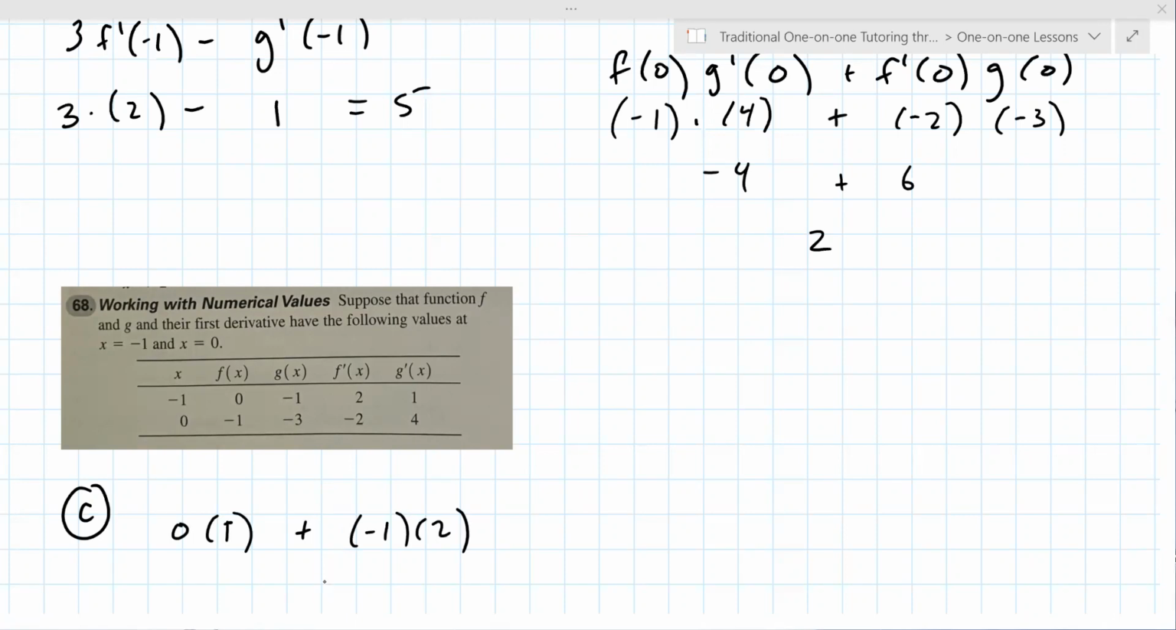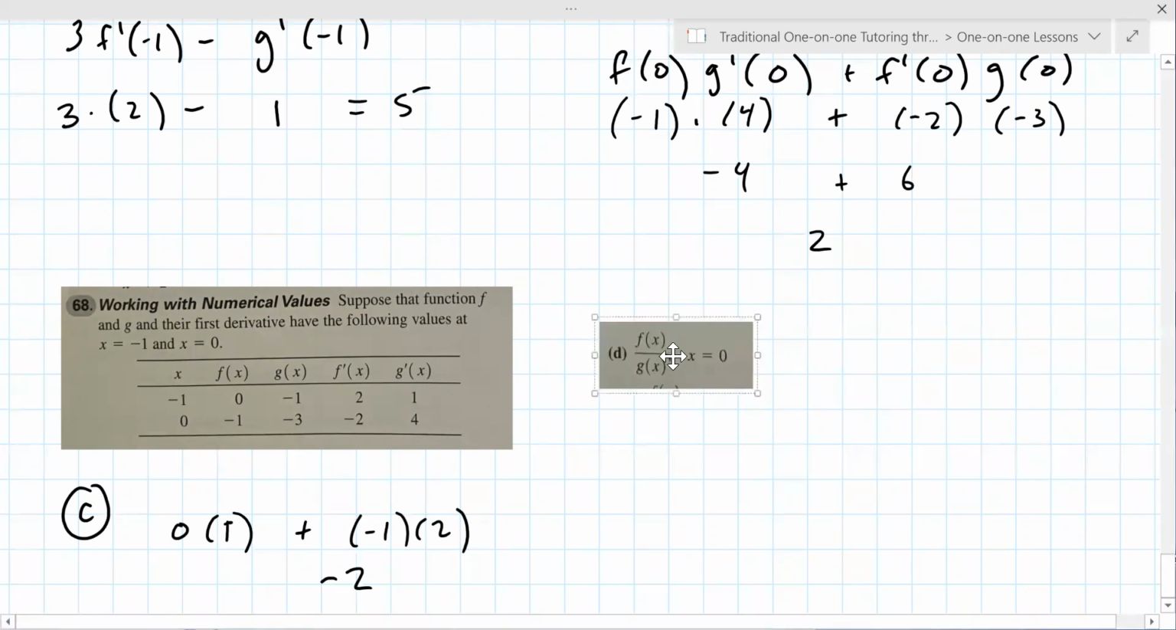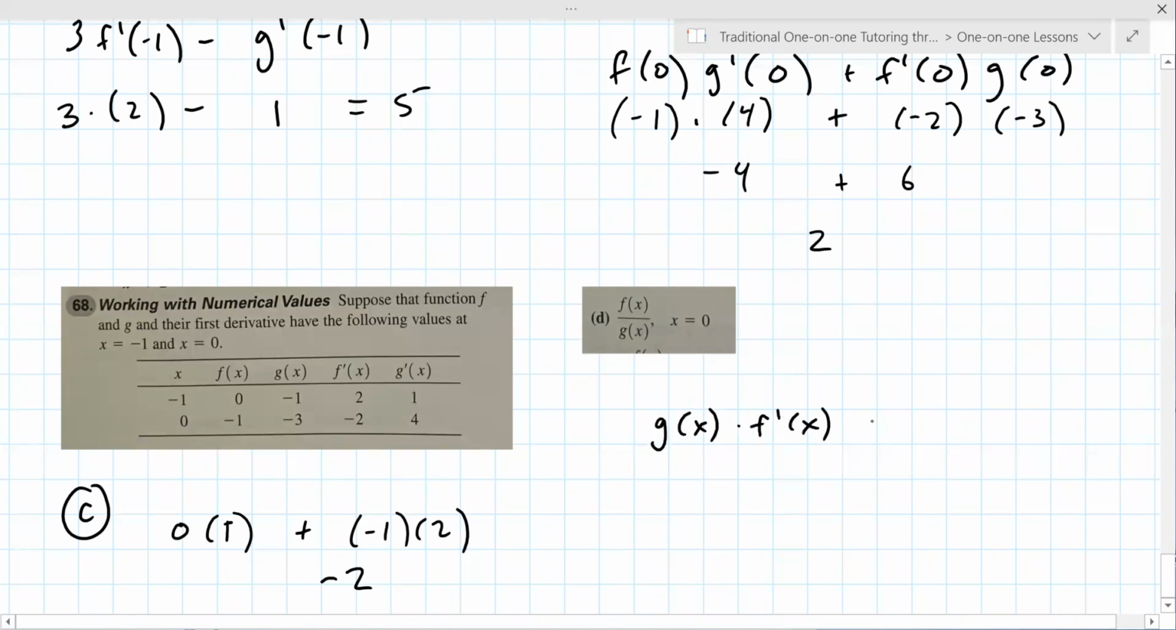Yes. Part D is quotient rule, so we've got to go through that. Let me grab part D. The main thing with this one, as I mentioned yesterday, is just getting the order right. It's the bottom times the derivative of the top minus the top times the derivative of the bottom, over the bottom squared. I actually prefer the words to the formula. And then you're doing it at 0.